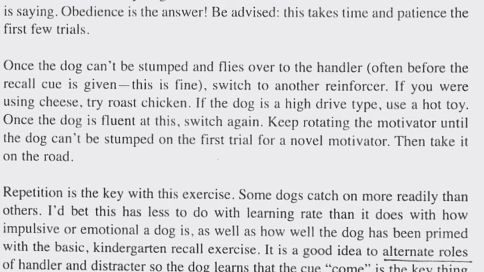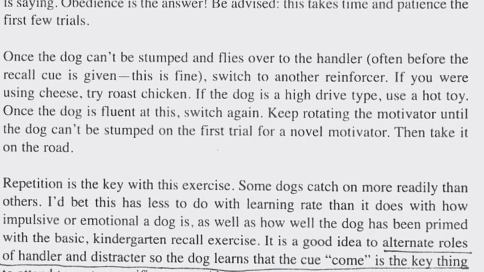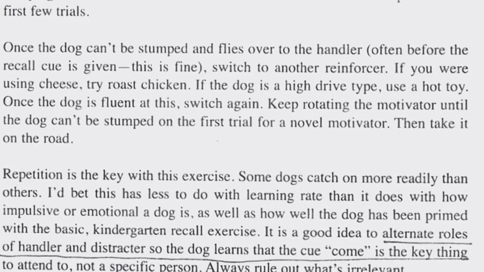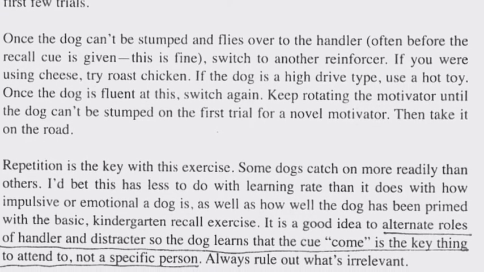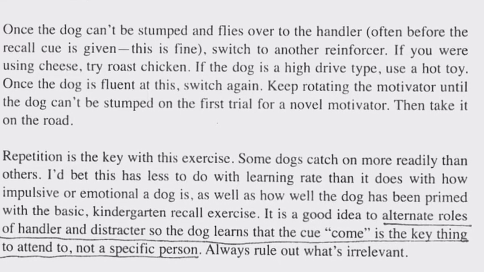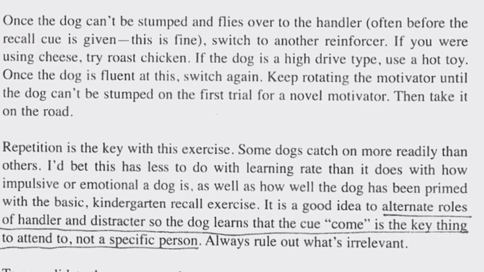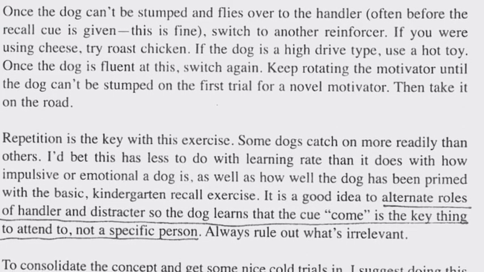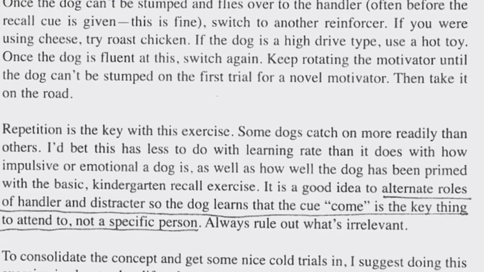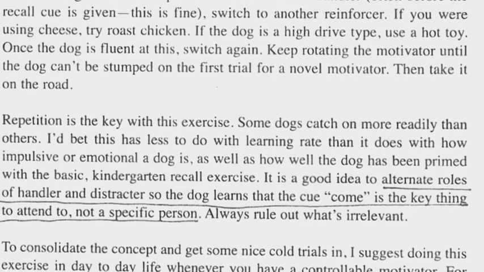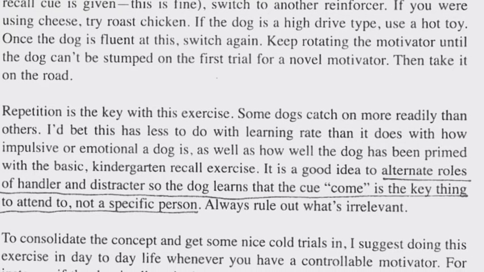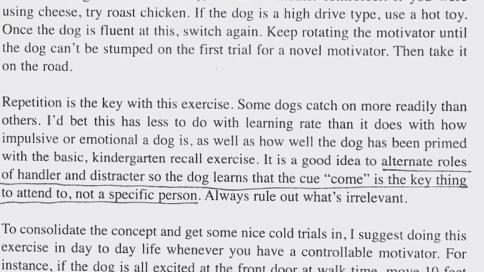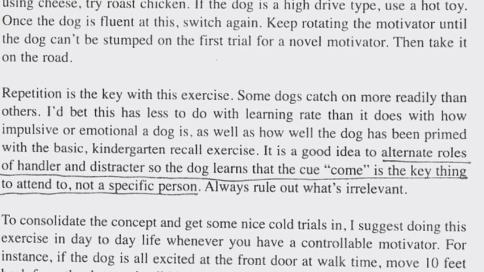Repetition is the key with this exercise. Some dogs catch on more readily than others. I'd bet this has less to do with learning rate than it does with how impulsive or emotional a dog is, as well as how well the dog has been primed with the basic kindergarten recall exercise. It is a good idea to alternate roles of handler and distractor so the dog learns that the cue come is the key thing to attend to, not a specific person. Always rule out what's irrelevant.